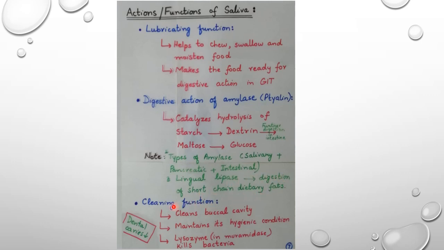The third most important function associated with saliva is its cleansing or cleaning function. It basically clears the buccal cavity of microorganisms, and as a result it maintains overall hygienic condition. There is one specific enzyme found in saliva, called lysozyme or muramidase, which has antibacterial activity and therefore helps kill bacteria. As a result of its cleansing function, it prevents the development of dental caries.